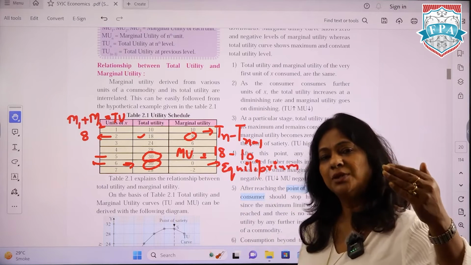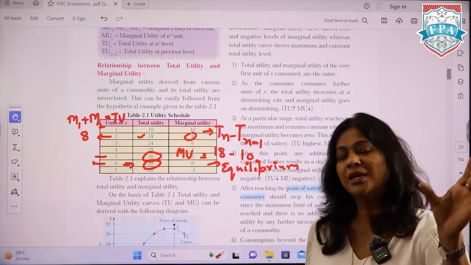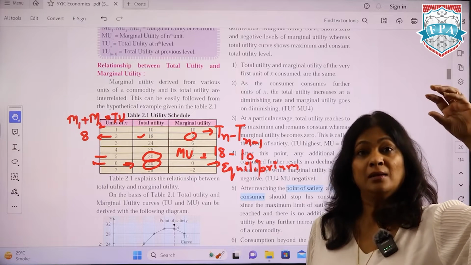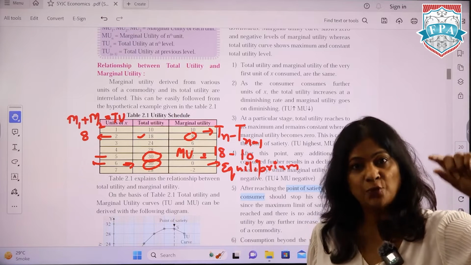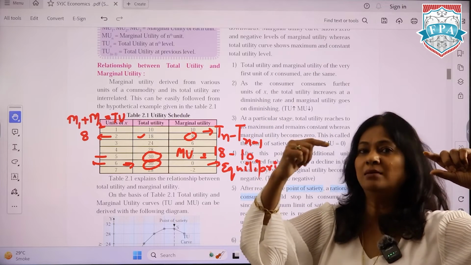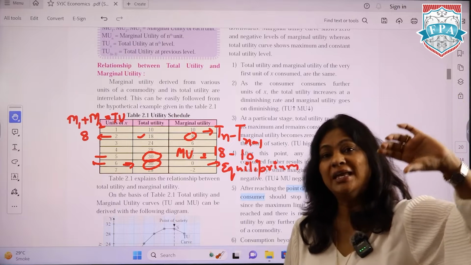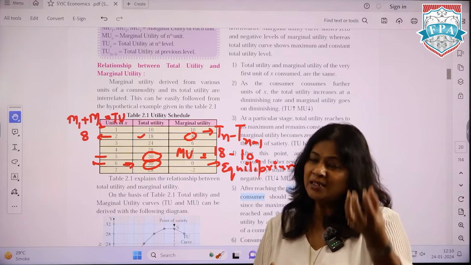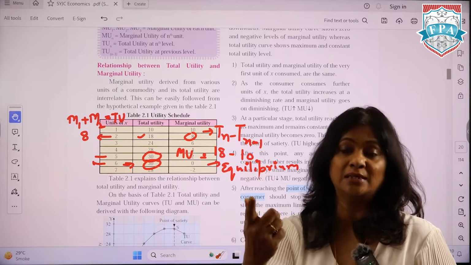जब तक मार्जिनल यूटिलिटी पॉजिटिव है, टोटल यूटिलिटी इंक्रीज कर रही है, राइट? सो रिलेशनशिप क्या बना? That till the time MU is, though it is falling, but it is positive, it is falling. So मतलब MU कभी 10 से 12 नहीं हो रहा है, MU 10 फिर 8 फिर 6. So MU with each consumption keeps on falling, but till the time MU is positive, total utility will keep on increasing.